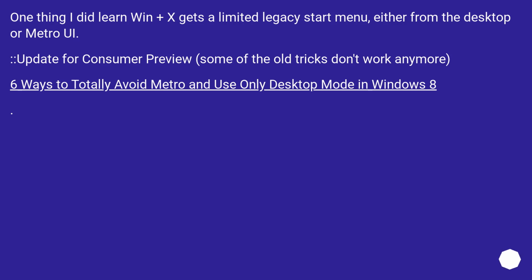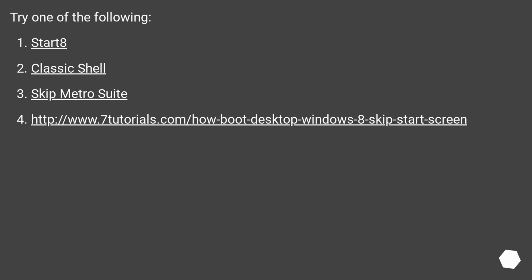Six ways to totally avoid Metro and use only desktop mode in Windows 8. Try one of the following: Start8, Classic Shell, Skip Metro Suite. This URL.